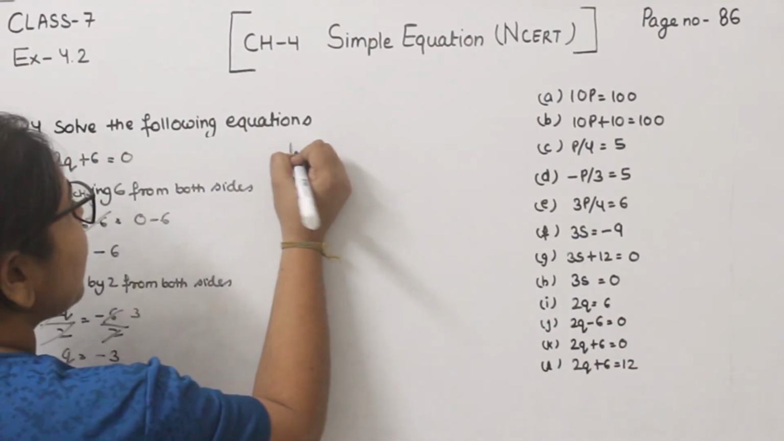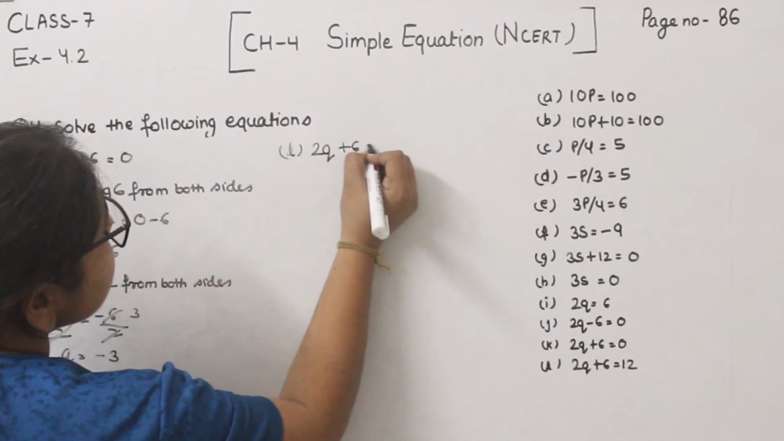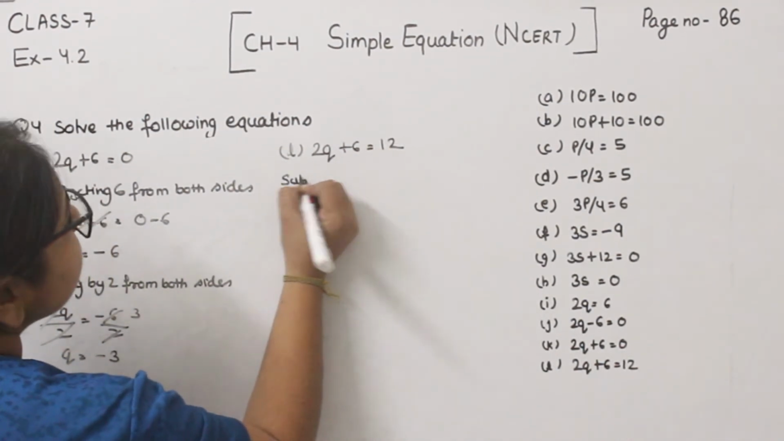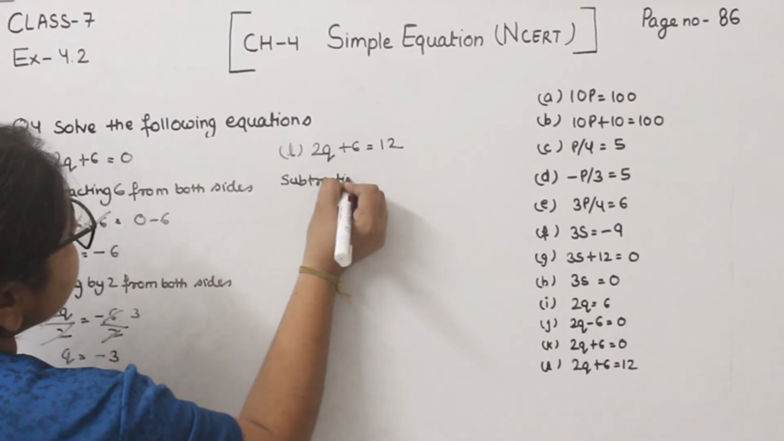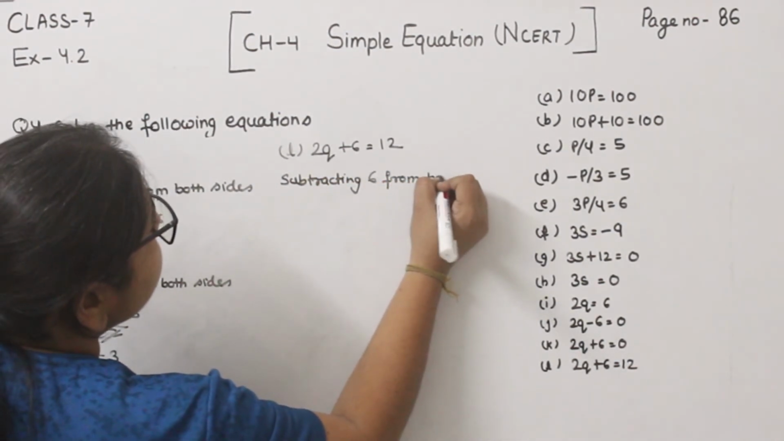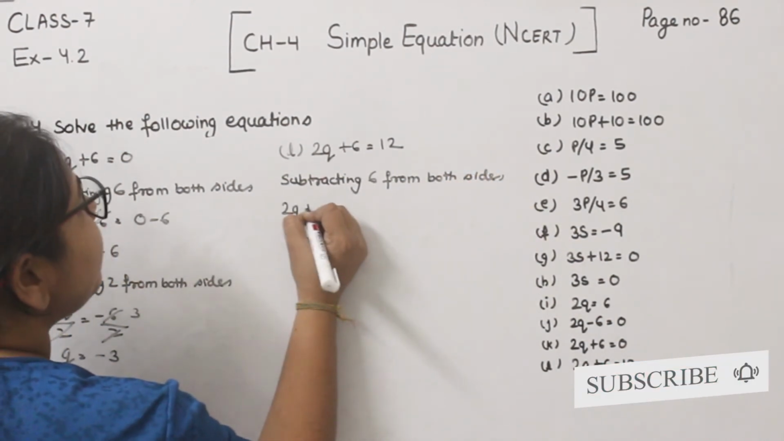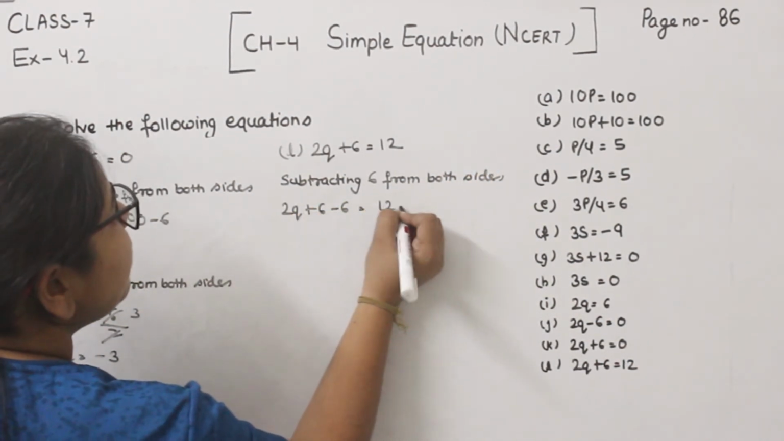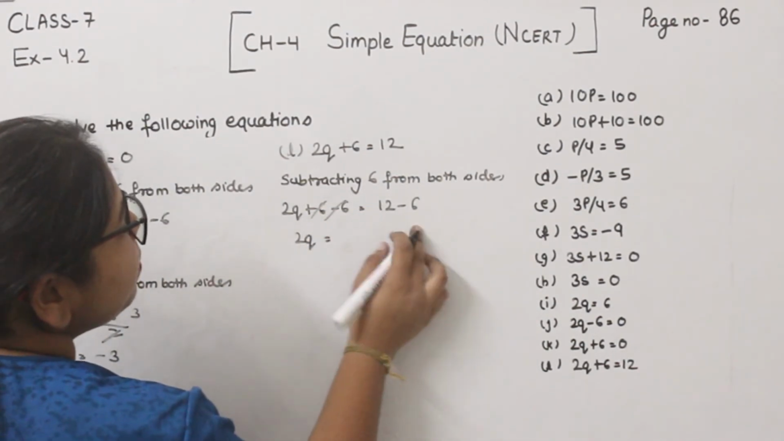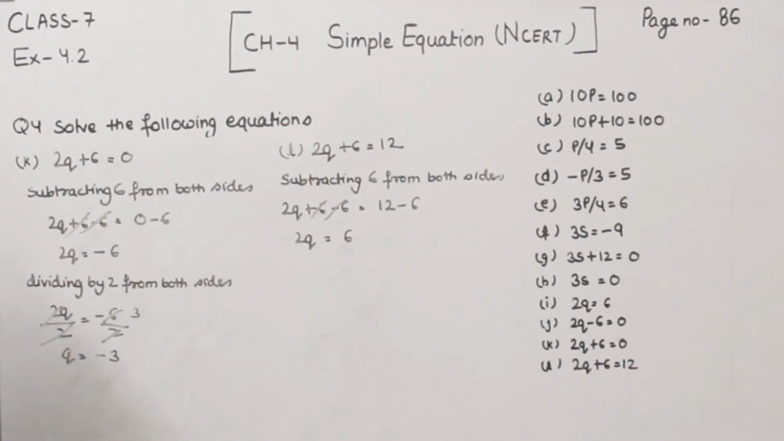Now comes to the last part, that is the part L. 2q plus 6 is equal to 12. First we will remove this 6. For that one, subtracting 6 from both sides. 2q plus 6 minus 6 is equal to 12 minus 6. Now this one cancelled. 2q is equal to 12 minus 6, which is 6.